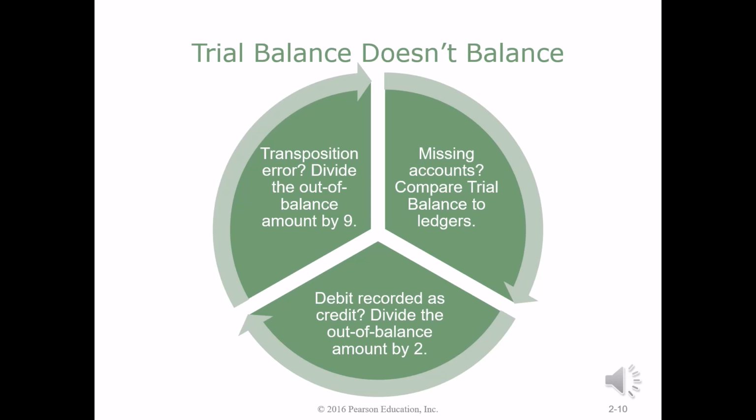And finally, sometimes we transpose. That means posting $76 instead of $67. We've put our numbers out of order. You can figure out if this was your error by taking the out of balance amount and seeing if it's divisible by 9. If you can divide your difference by 9, you may have transposed a number. Go back and check your General Ledger numbers and check what you transferred over to your trial balance and make sure there were no transposition errors.